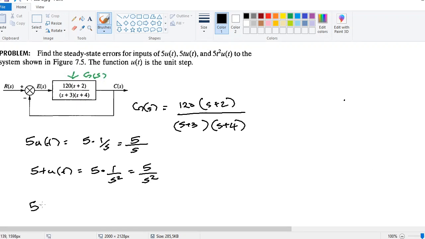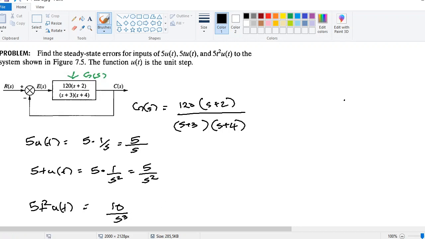And the next one is 5 into t squared u of t, which is a parabolic input. So we know that for parabolic input, when you take the Laplace, it actually becomes 2 into 5 divided by s raised to 2 plus 1. So it will be 10 divided by s cube, which is the Laplace transform.